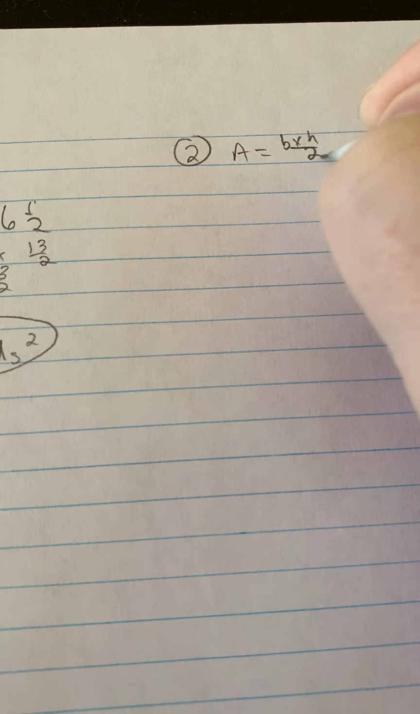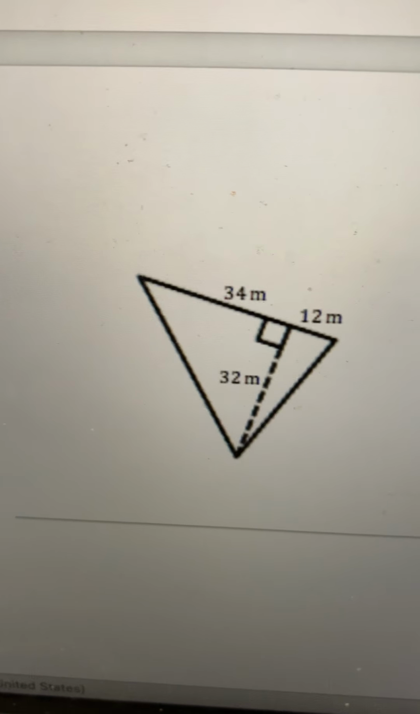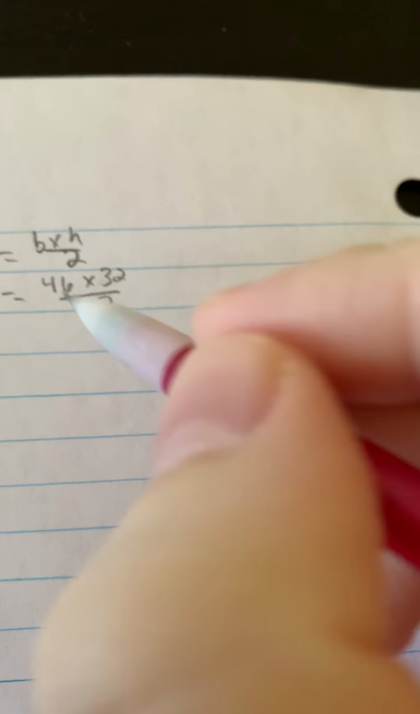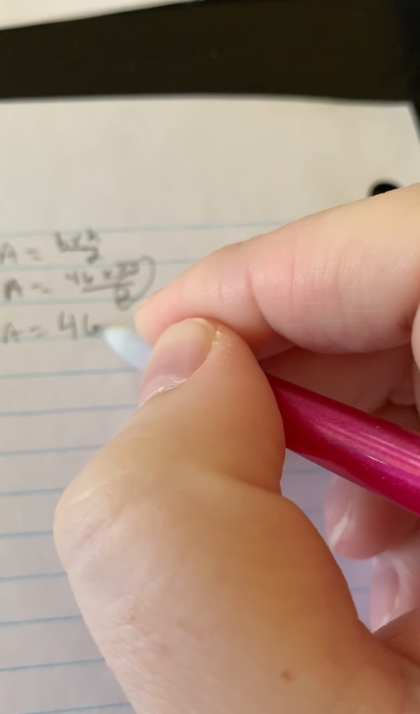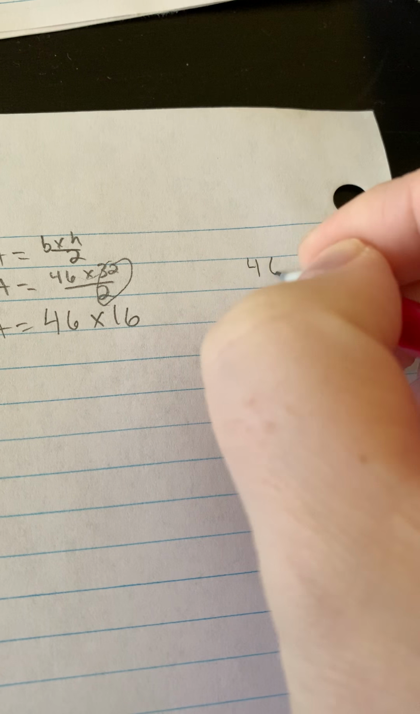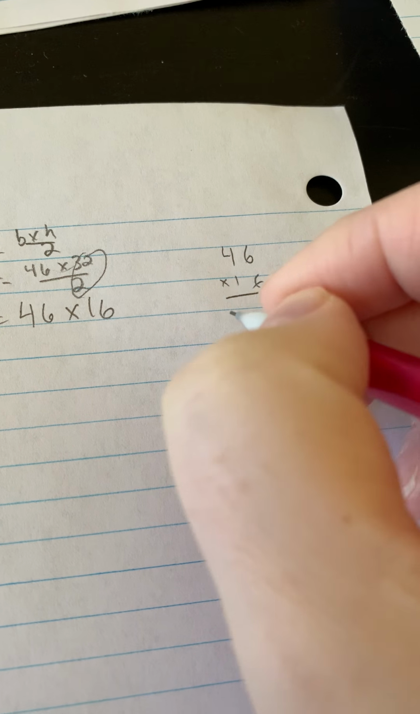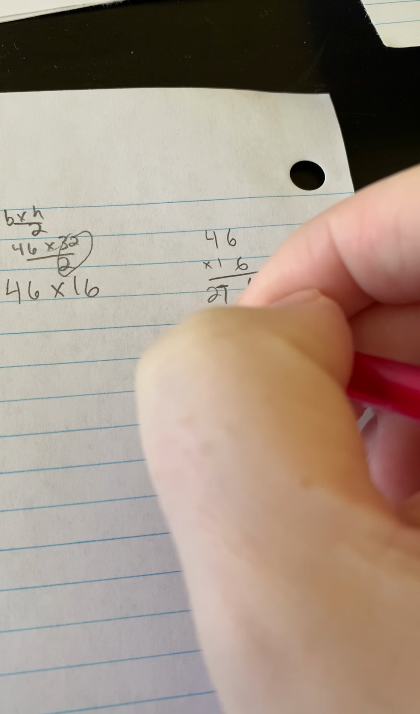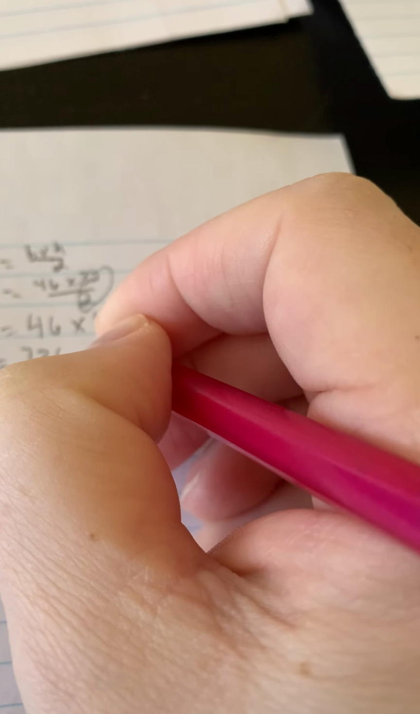So when I come over and do my formula, area equals base times height over 2, area equals 46 times 32 over 2. Notice that even though it doesn't say 46 on the problem, I still know that 46 is my base. I now have a lot of different choices. For me, one question that I can do in my head is 32 divided by 2, and I know that's 16. So all I'm left with is 46 times 16. I can then just do some scrap work on the side. 6 times 6 is 36, carry the 3, 27, 0, 6, 4, add them together, and I get 736, so my answer is going to be area equals 736 meters squared.